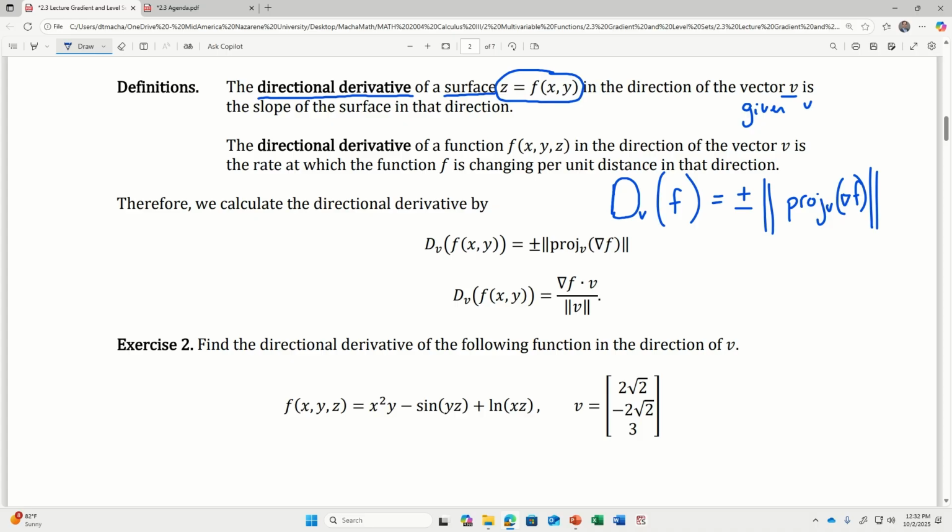And then this is either going to be positive or negative, depending on whether my function is increasing in that direction or decreasing as I move in that direction. That's what the plus or minus is about.